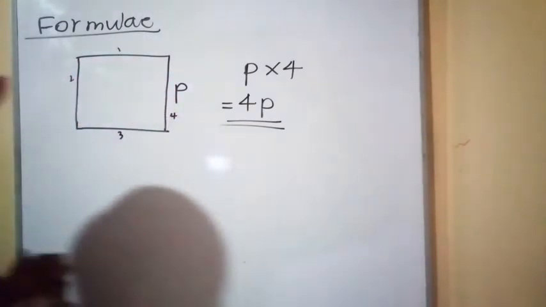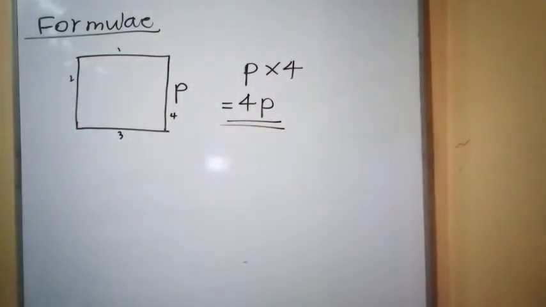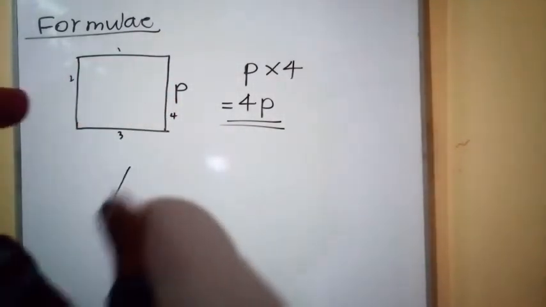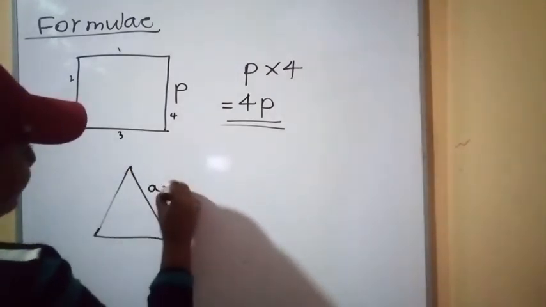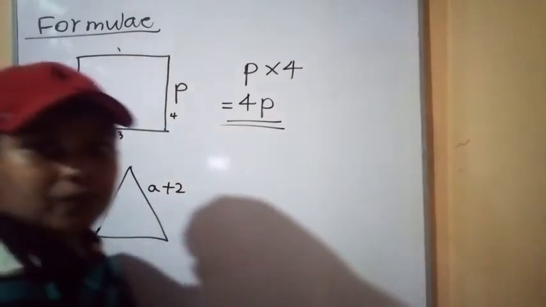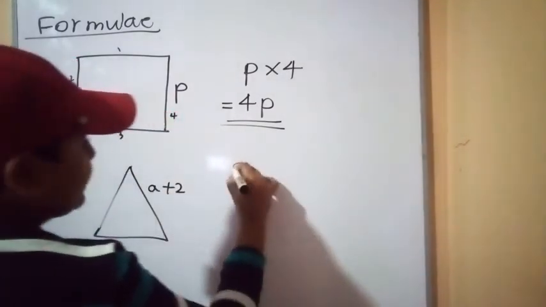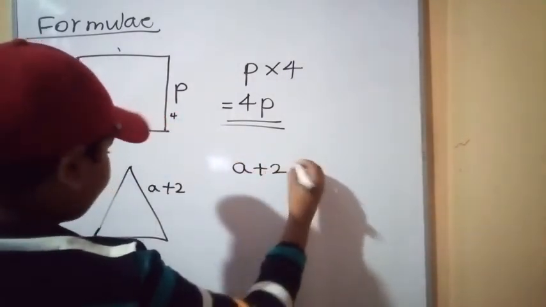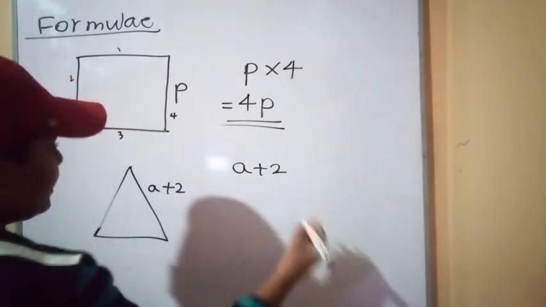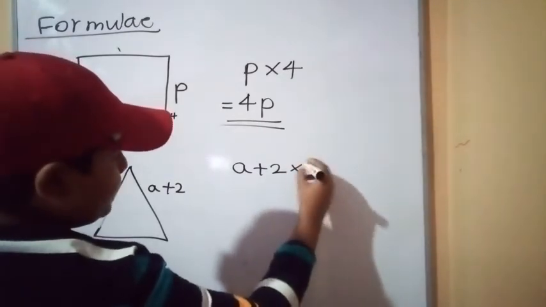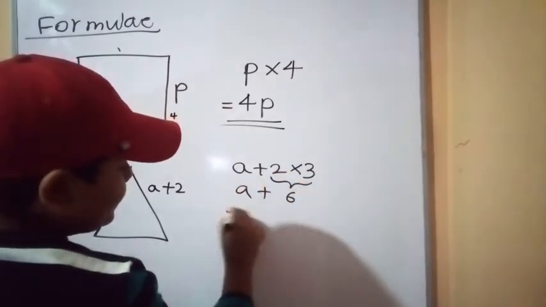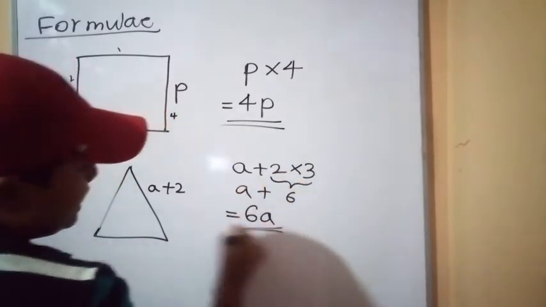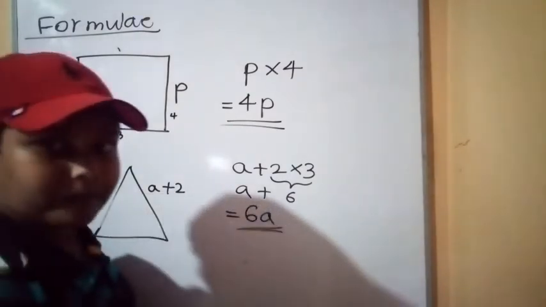Right? Very easy, this formula. Now if you have a triangle where one side is A plus 2, find the perimeter. That means there are 3 sides. So A plus 2, what? Multiply by 3. First we multiply 6. Now 6 plus A means 6A. Now the perimeter is 6A.